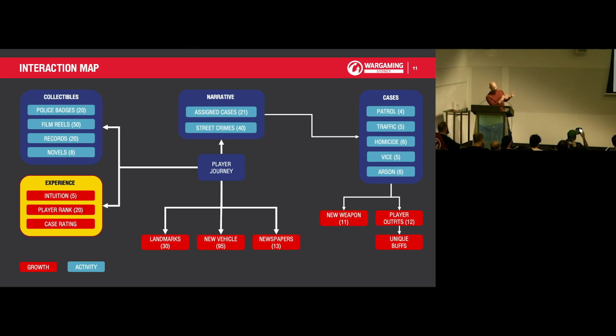So if I walk you through this example, this is LA Noire through the lens of the player journey. There's a narrative track, assigned cases and street crimes, which we internally called unassigned cases. It shows the desks that the player would be working through. So cases were broken up into a series of separate police desks. You'd start with patrol and work your way through to arson. And progressing through that, you would unlock things such as new weapons or player outfits, and some of those would provide buffs to the player, such as increased ammo limits or better combat effectiveness.